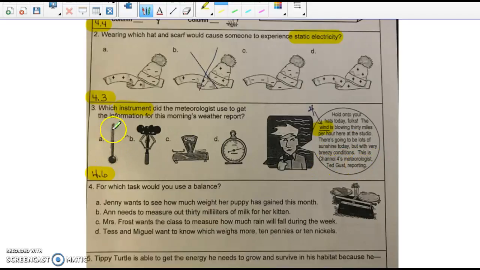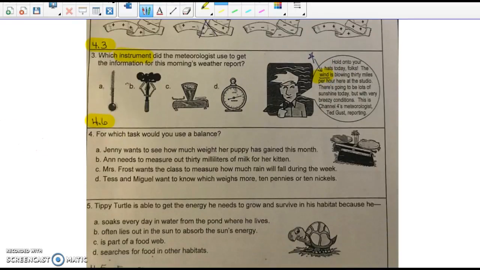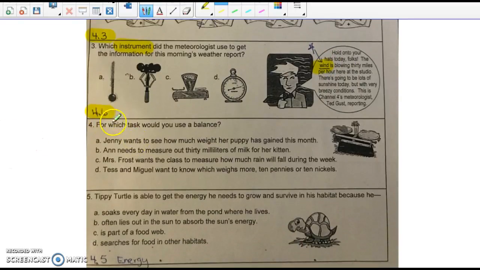So you need to look at these instruments, go on SOL Pass, see which one would be used in this weather report. Number 4, for which task would you use a balance? Now here is a picture, a visual of a balance. So you need to think about what could be measured using this tool.